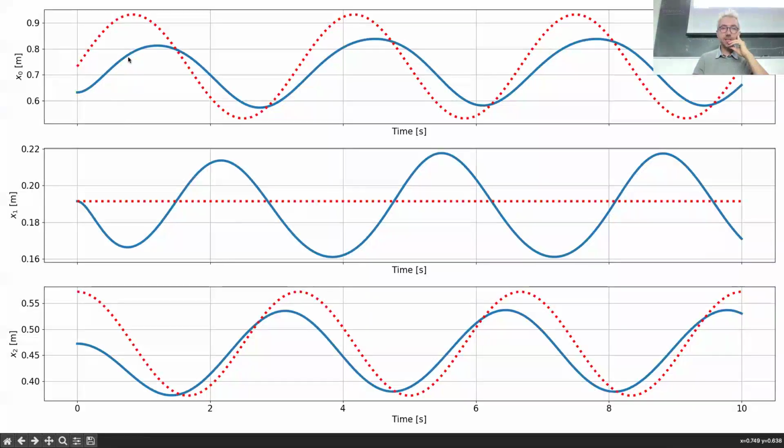But if you look at the tracking of the end effector position, now it has deteriorated. We can see we have large tracking errors both in the upper part and in the lower part of the plot. The motion is very delayed.